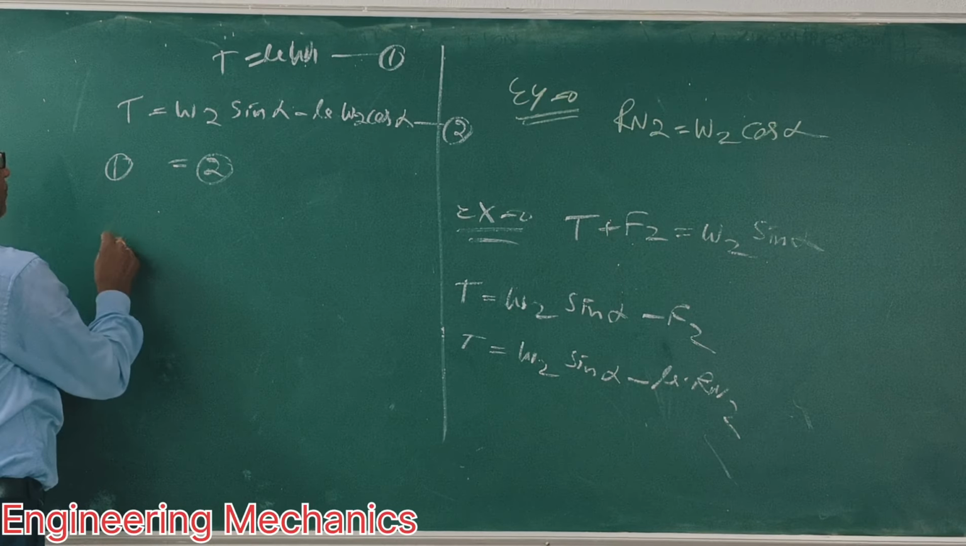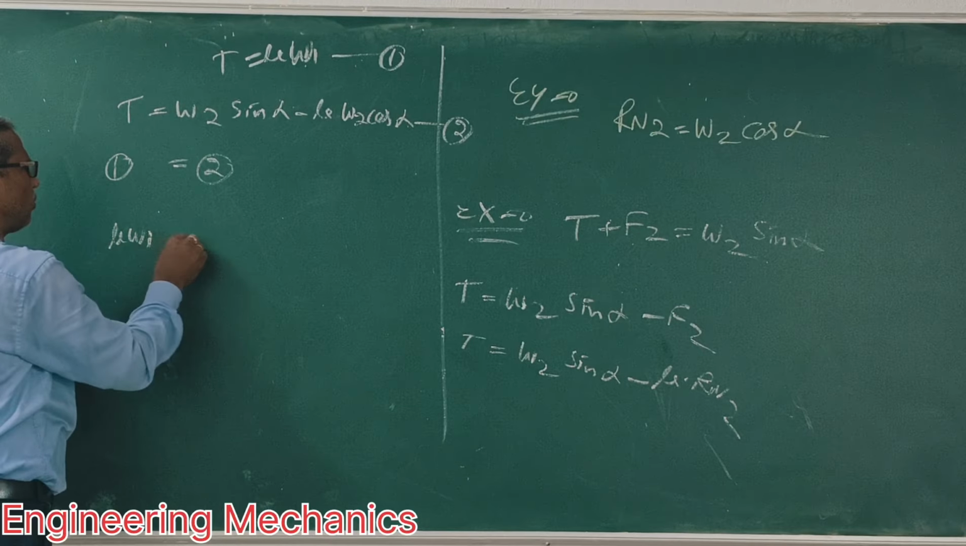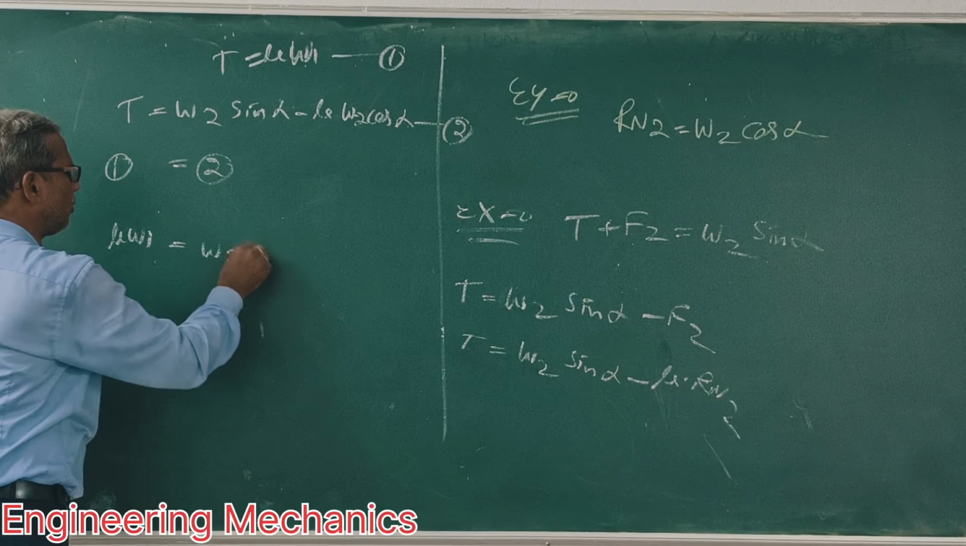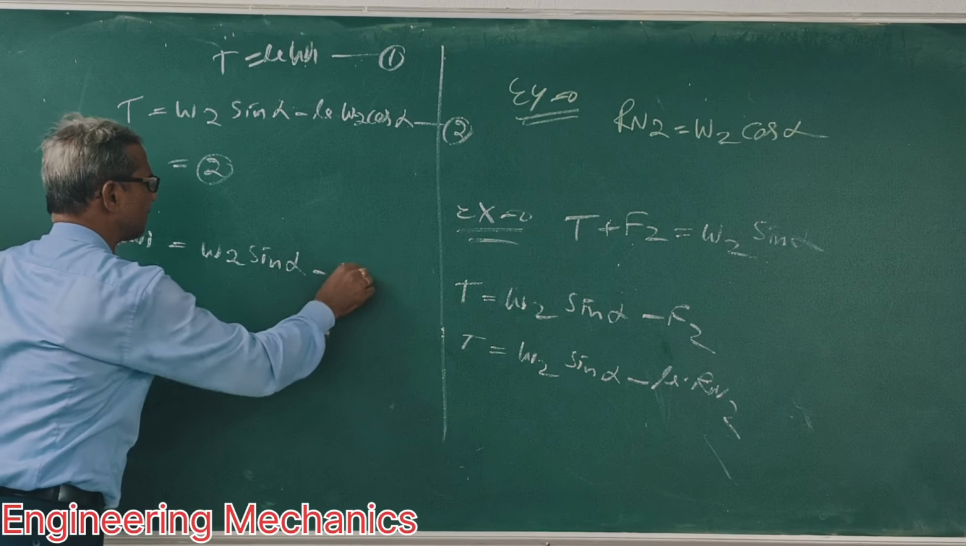So what is 1? Mu W n is equal to W2 sin alpha minus mu W2 cos alpha. Given W n is equal to W2. So this cancels on both sides. So mu is equal to sin alpha minus mu cos alpha. So bring mu to this side. So mu plus mu cos alpha is equal to sin alpha. Clear?